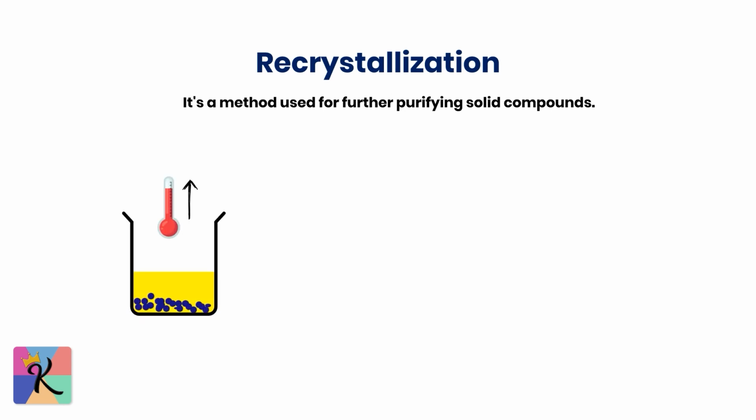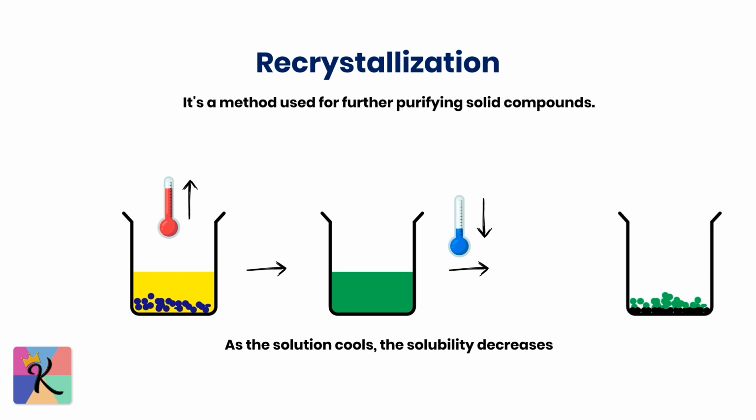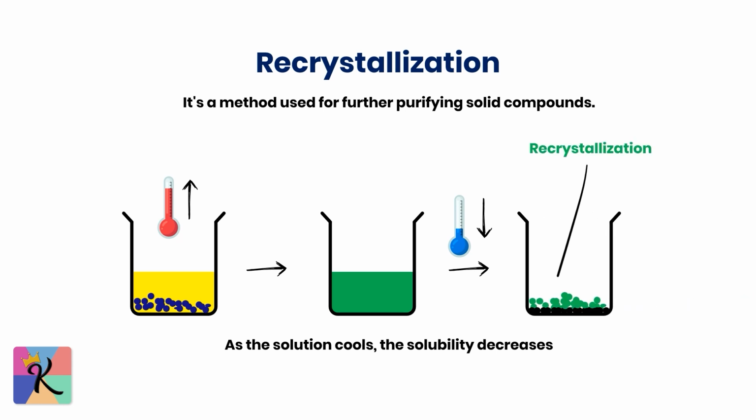Lastly, we have recrystallization, a method used for further purifying solid compounds. This process involves dissolving the impure solid in a minimal amount of hot solvent and then allowing it to cool slowly. As the solution cools, the solubility of the product decreases, causing it to recrystallize out of the solution.